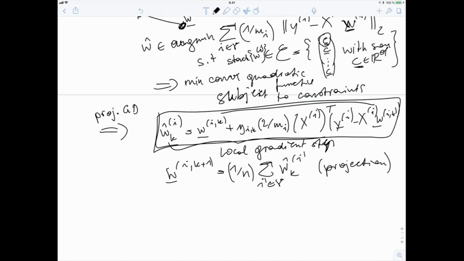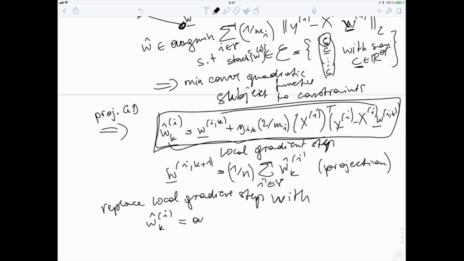And we can do this similarly here, so we can replace the local gradient step with a proximal step. So the resulting update is of the form of a proximal step, a proximal mapping, which looks like this. So the updated parameter vector at node i is the solution of a minimization problem.